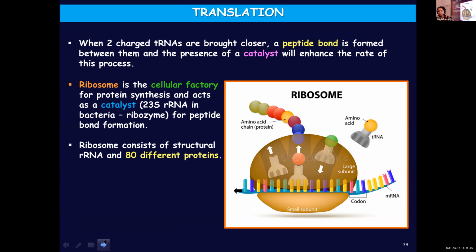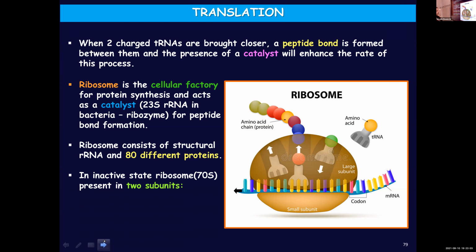What is the significance of the ribosome? It is a site of protein synthesis. It is in the ribosome that new and new proteins are being synthesized. It already contains 80 different proteins and ribosomal RNA. This ribosomal RNA can act as an enzyme or catalyst.